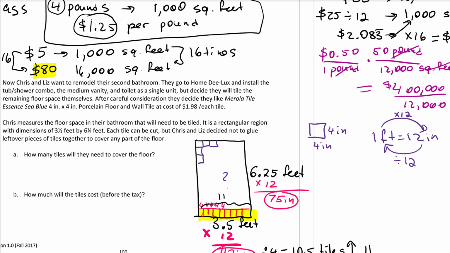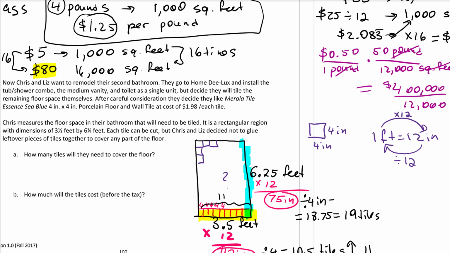Now let me ask you, how many tiles will fit along this dimension? I'll give you a moment. This one we're also dividing by 4 inches. So 75 divided by 4 gives us 18.75. Again, we are not going to be gluing leftover pieces, even though in this question you could have used them. Actually, no, it wouldn't be enough, because we only have half a tile left. So anyway, we round up to 19.